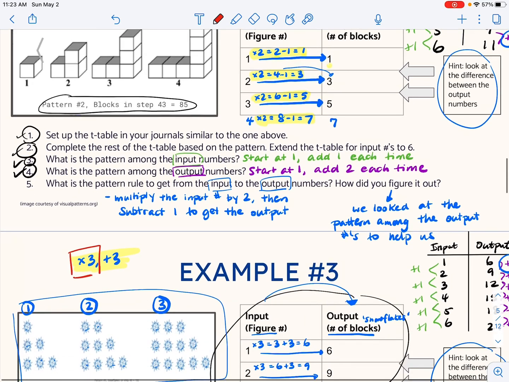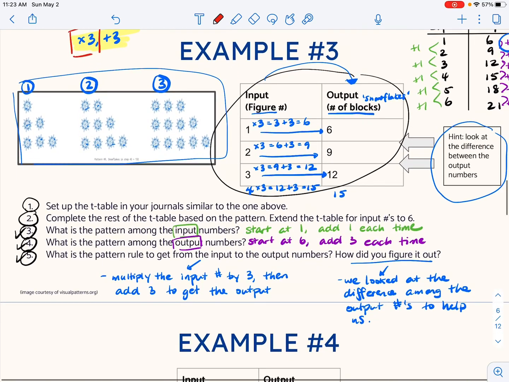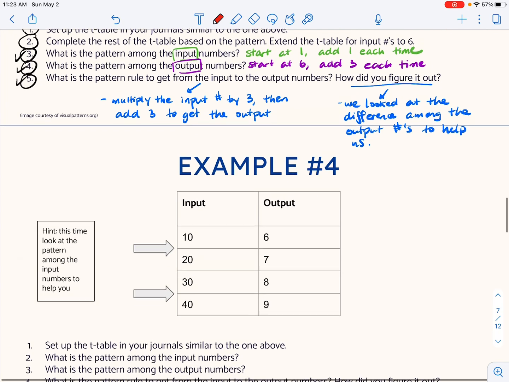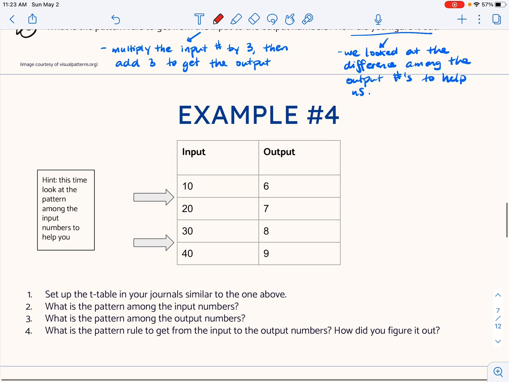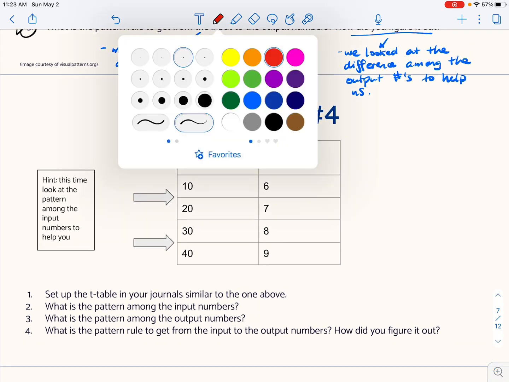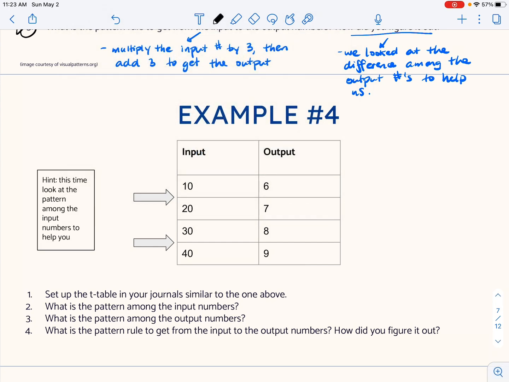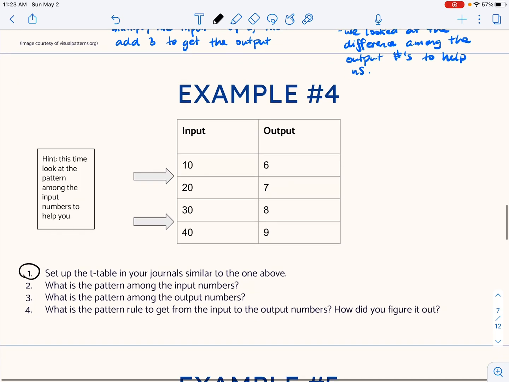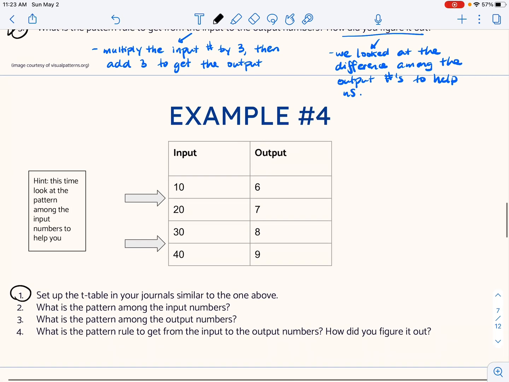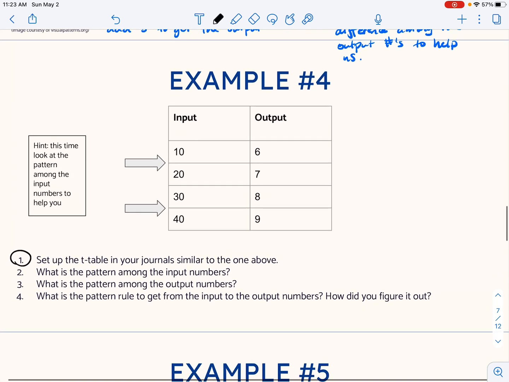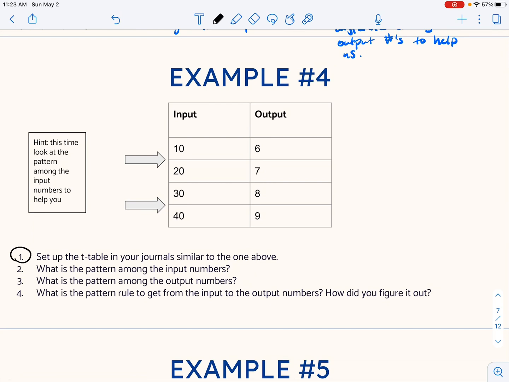Now, example 4 will follow the same pattern. However, what you'll notice is something different. Okay, so same thing. Pause the recording and copy down the t-table. And actually this time you're just going to copy it down as is. I'm actually not asking you to extend the t-table this time. So just copy down the input and the output as it is here. So pause it if you need to do that now, and then replay it when you're ready to continue.